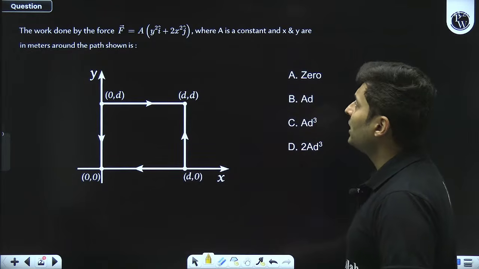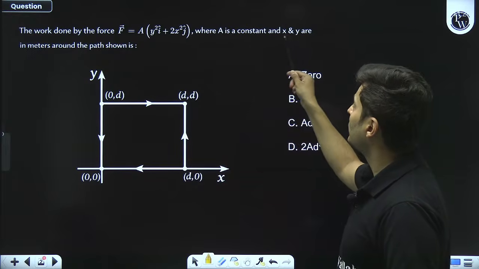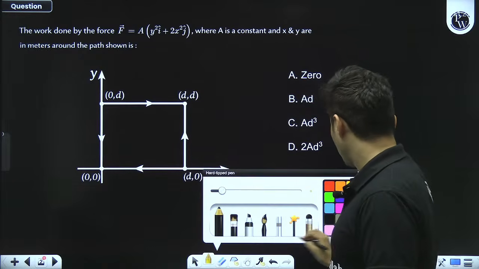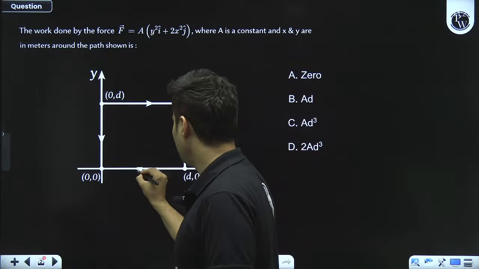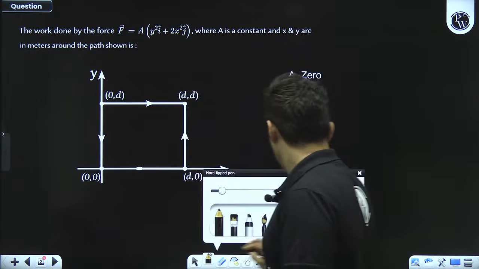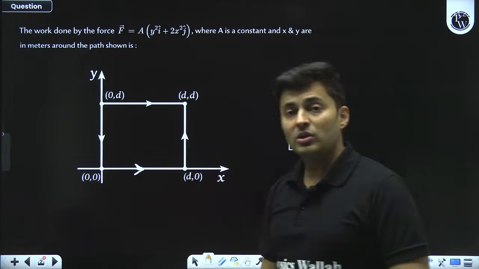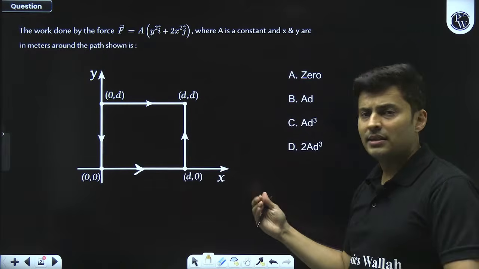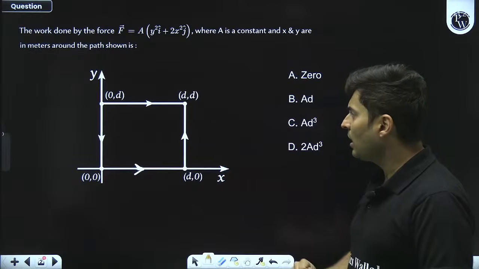The work done by the force A y square i cap plus 2x square j cap, where A is a constant, x and y are in meters, in the path shown, is how much? Now, a similar question was also asked by IIT Kanpur long time back, but it was slightly easier. This is a slightly more complex question, and we will see how to solve this.